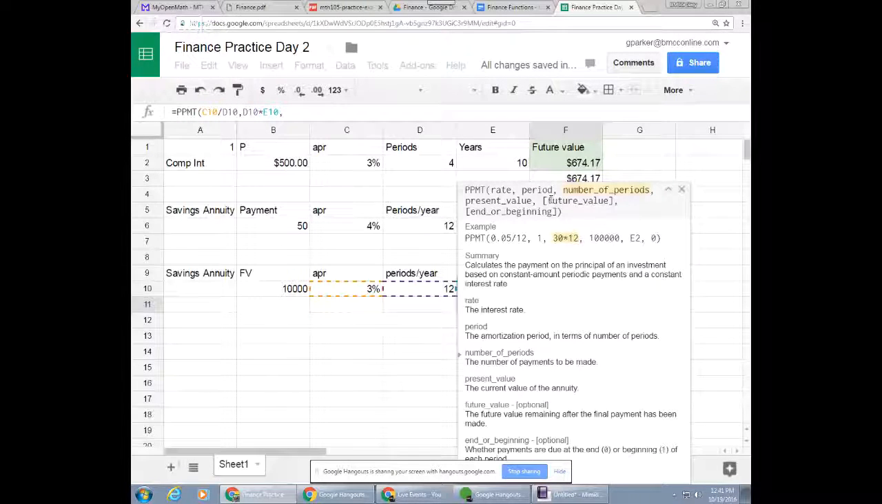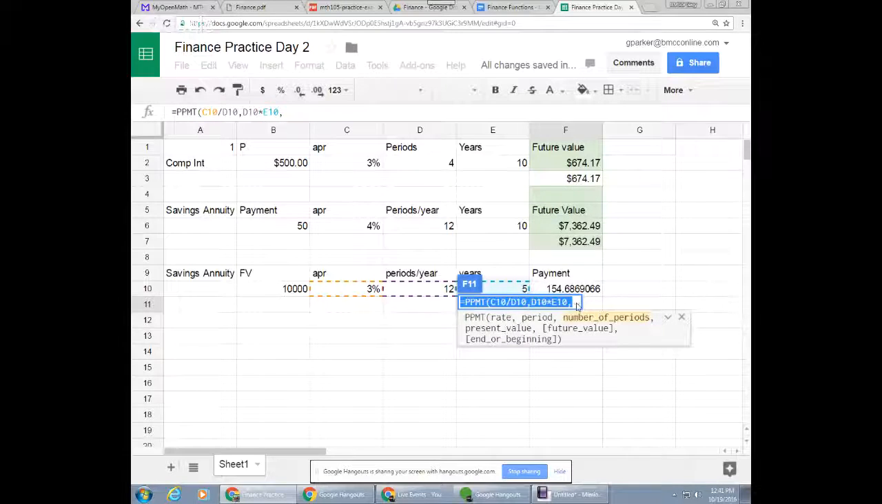All right, so let's see. I can toggle it though. There we go. All right, so it wants the rate. Got that. Then it wants the period. By period here, it means how many installments do you want the final amount in? And we just want one final amount. And then it wants to know how many periods are you going to make payments over? That's 12 times 5.